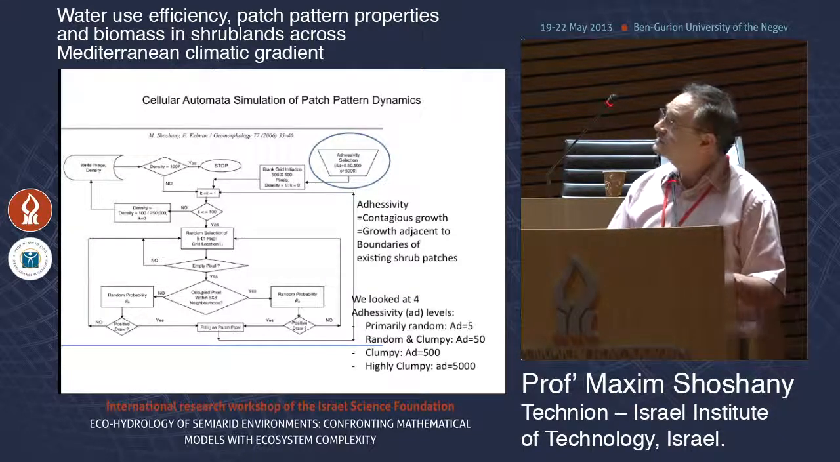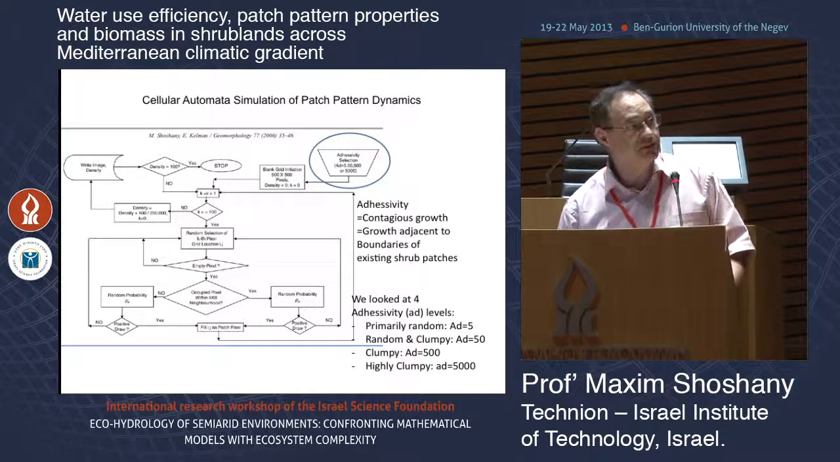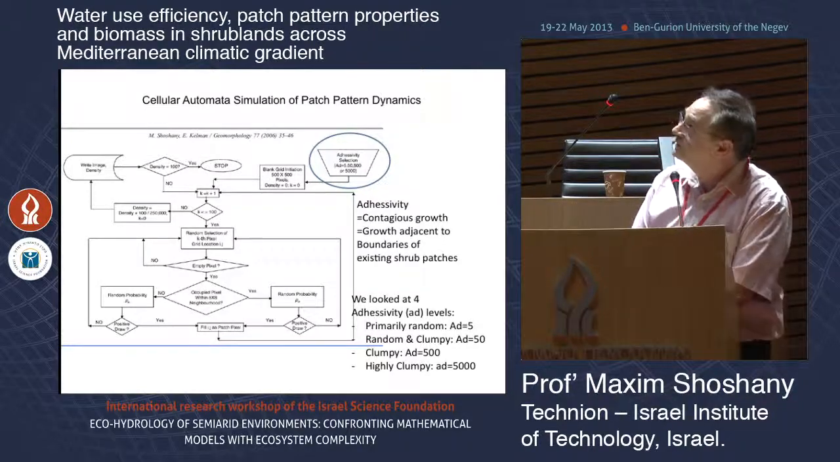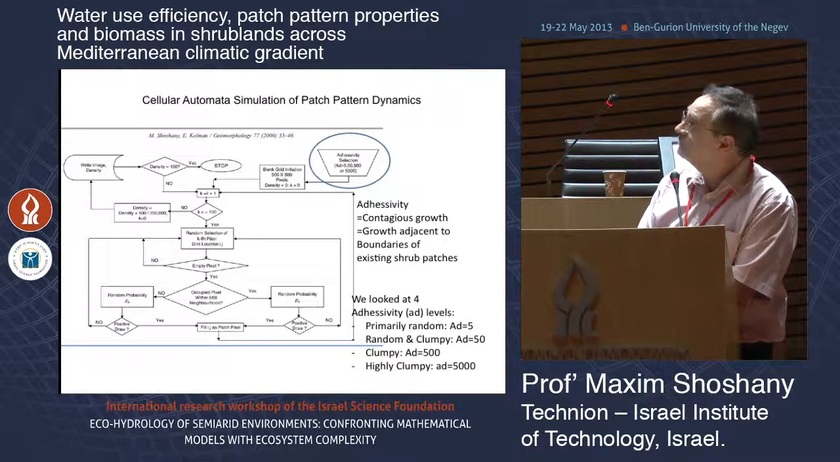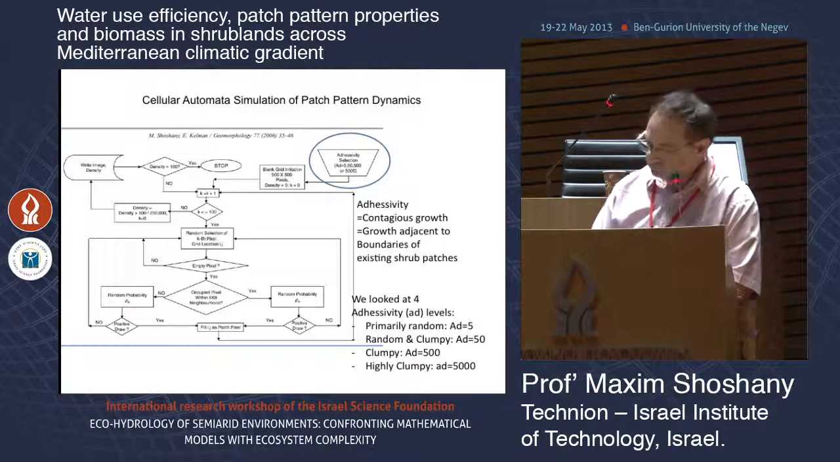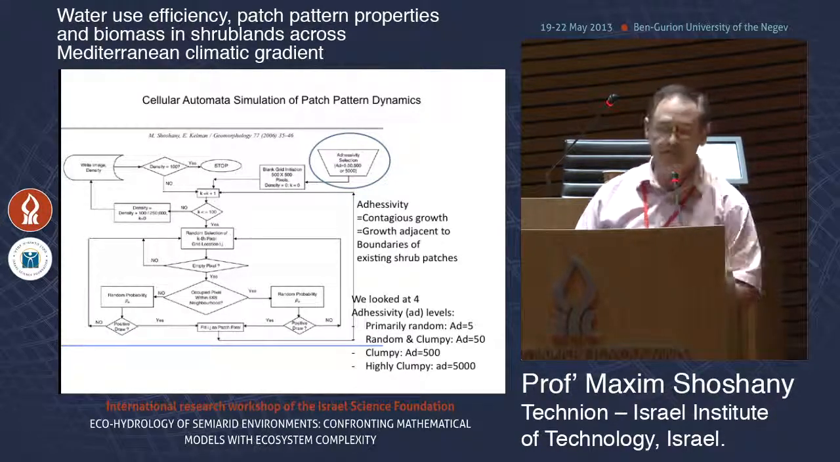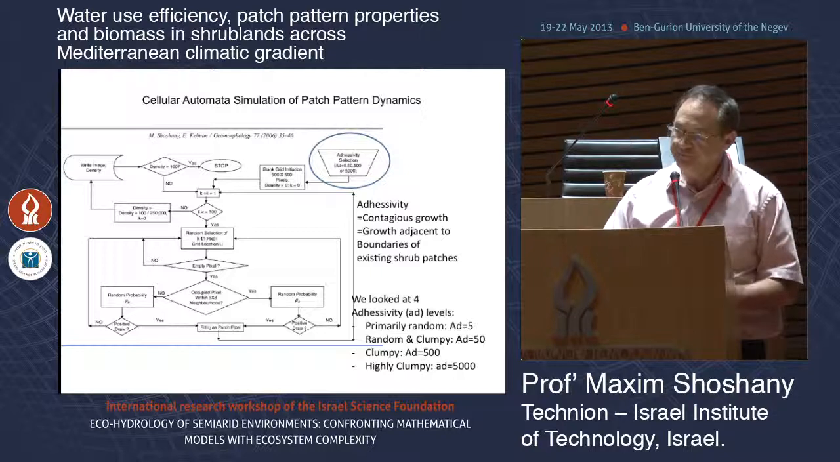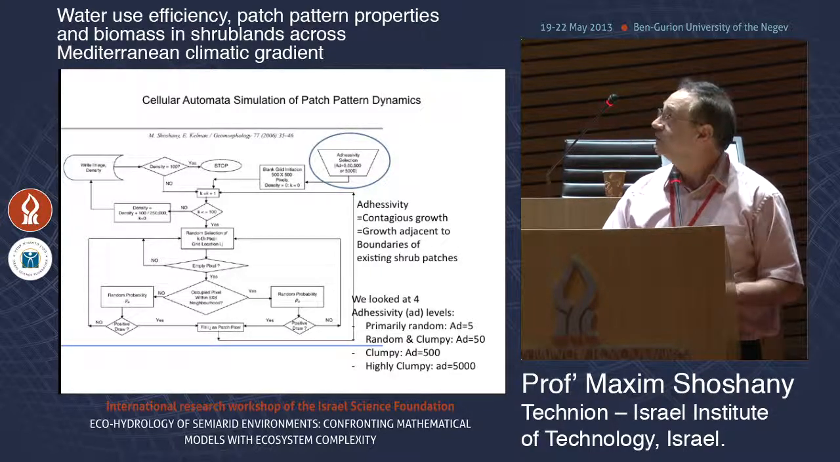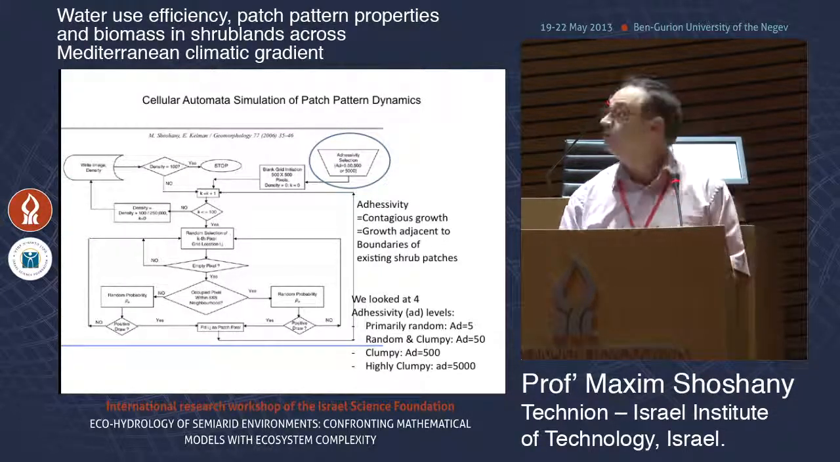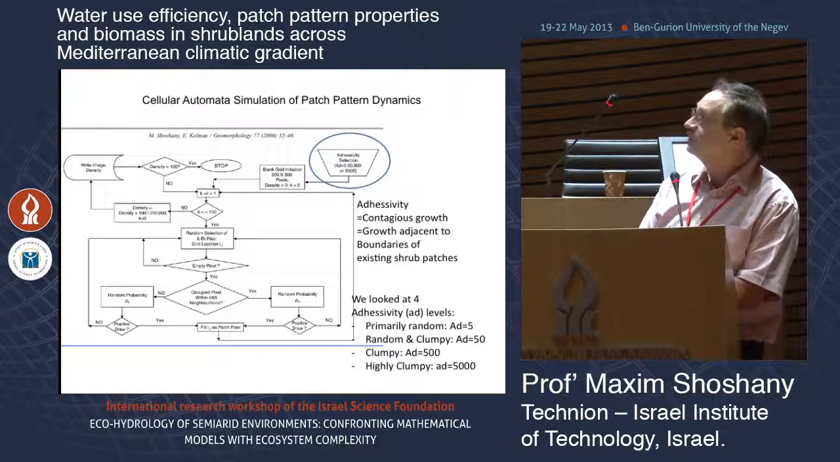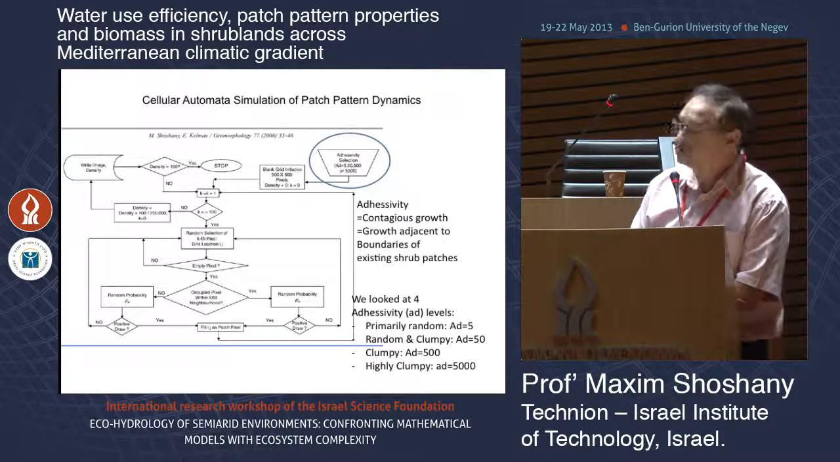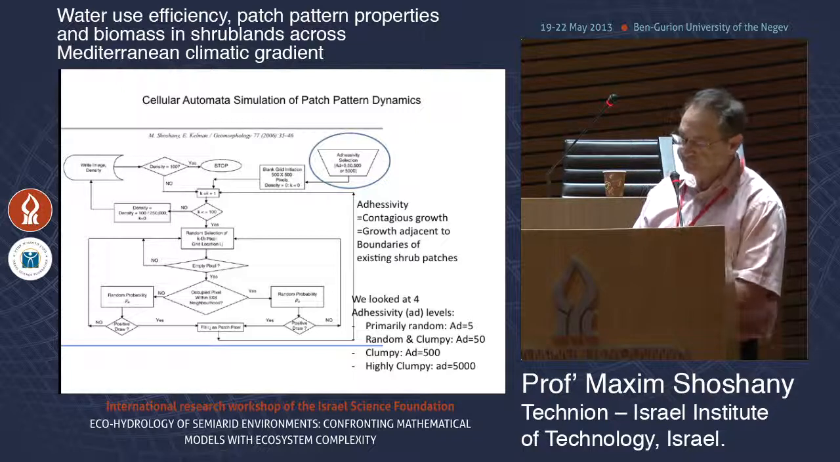So that's cellular automata, a very simple cellular automata technique that we have developed. We published it in 2006. And it utilizes an adhesivity parameter, which is actually referring to the contagious growth or the growth adjacent to the boundaries of the existing shrub patches.